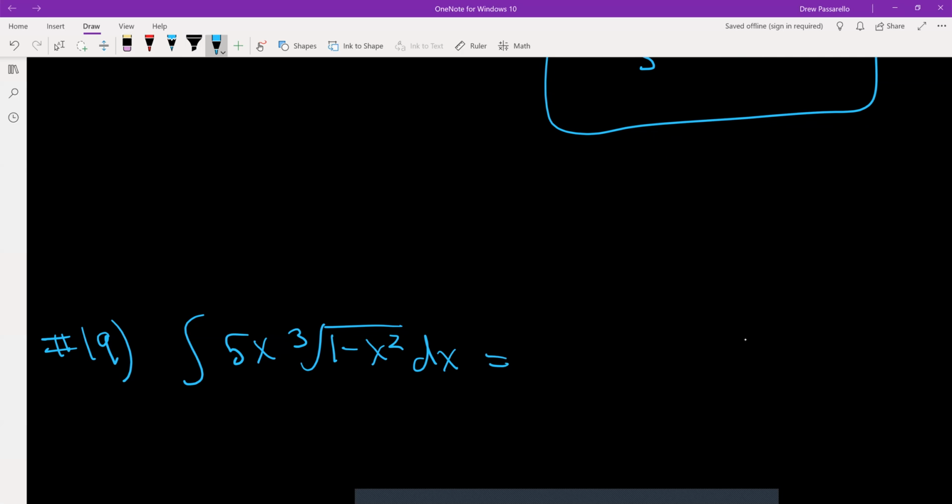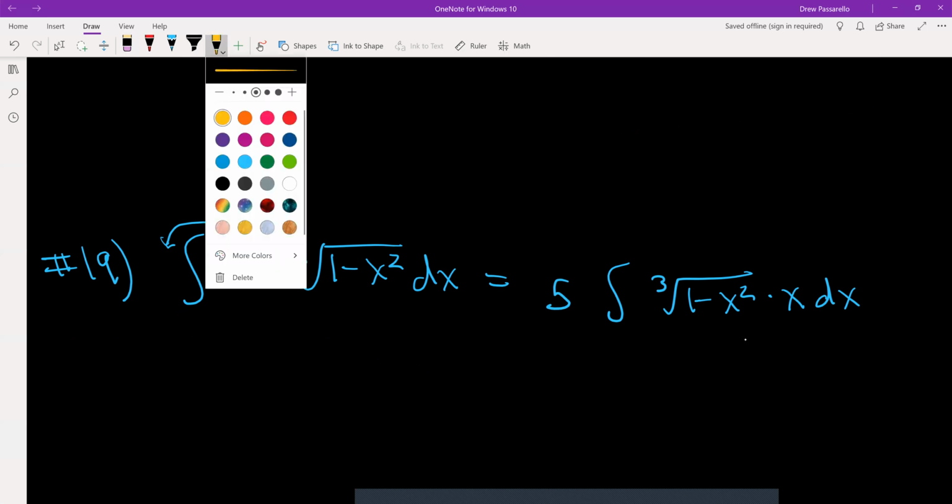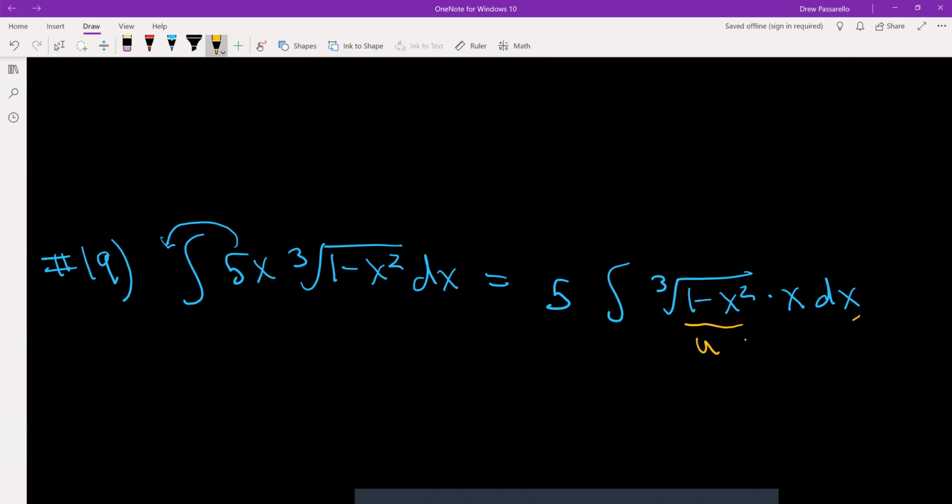And the 5 is a constant, so I could just go ahead and bring the constant in front of the integral. So I have 5 times the integral, and now I'll put the cube root of 1 minus x squared, and then x dx. That way, to me, it's a little bit more obvious what's going to be u and what's going to be something involving du. Okay, so that's what u is going to be. This is going to somehow involve du.